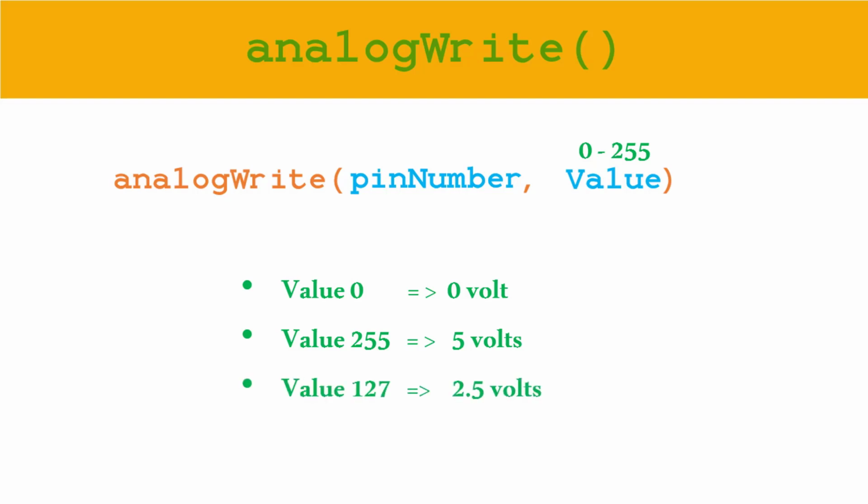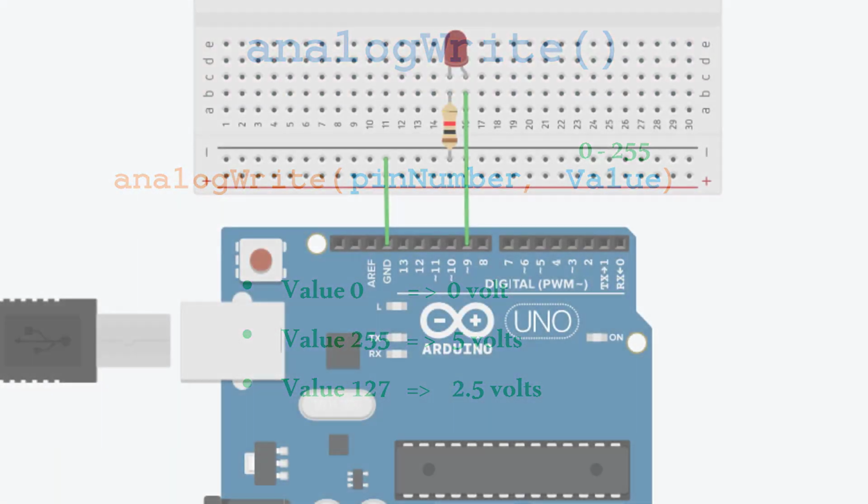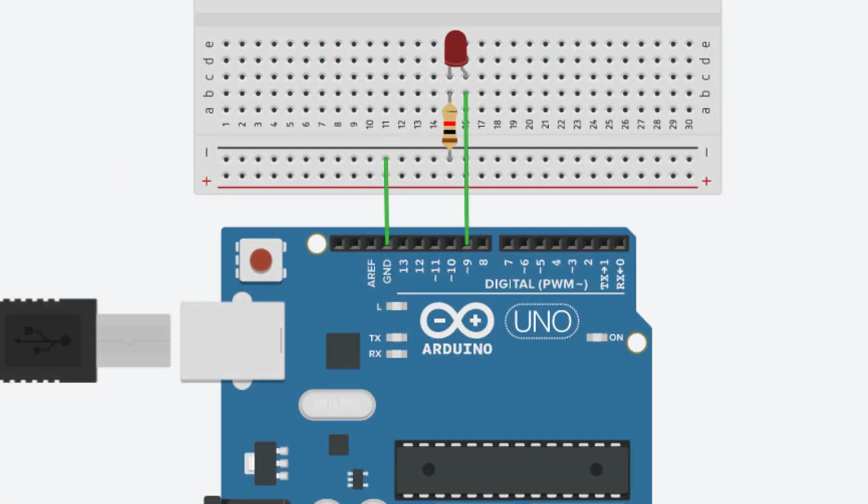So, if you use the value 128, it means you are sending half power, so the component will run with half power. This is like using a dimmer switch for a light. It's not super bright, but it's not completely dark either. So it will remain in the middle. Let's understand it with a simple example. First, look at the wiring diagram. Here, we have connected an LED to pin number 9 on the Arduino, which is one of the PWM pins. And we are going to control the brightness of this LED using the analogWrite function.